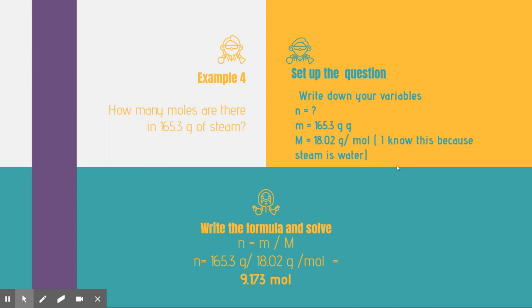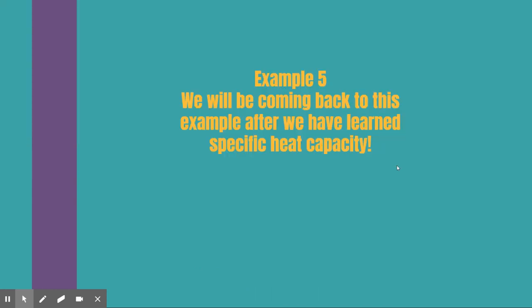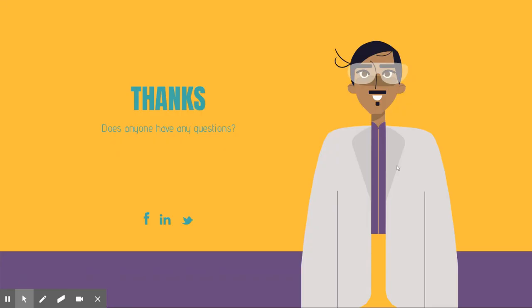Those are the first 2 examples in your notes. Example number 5, I won't be discussing with you until after we've talked about specific heat capacity. We're going to review this one more time after we've learned how to solve for specific heat capacity. Thank you, and if you have any questions, please let me know. Hopefully you are reminded of what molar mass is and how to solve for moles, and we will be doing some practice questions.